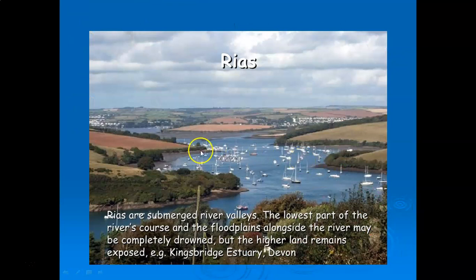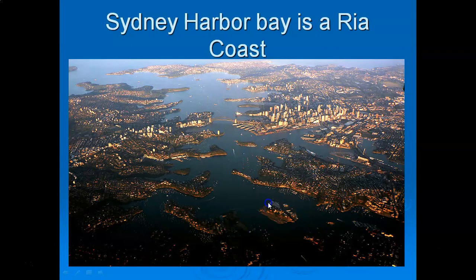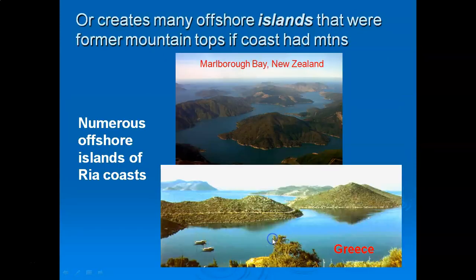Here's another example of a Ria coast, one in England. It's a former river valley, and these are the former bluffs and tributaries. Really, any bay that you can think of is a Ria coast. And here's the famous Opera House in Sydney, and here's Sydney Harbour. Definitely a former floodplain with all its tributaries, definitely a Ria coast.